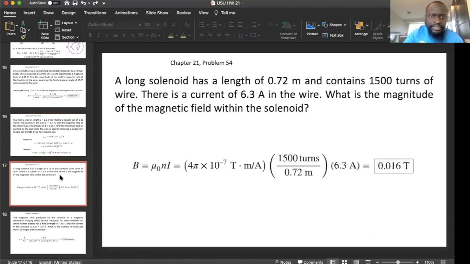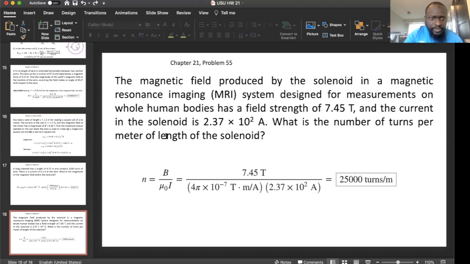Okay, chapter 21, problem 54. A long solenoid has a length of this and contains 1500 turns of wire, and we have the current. We just find the magnitude of the magnetic field. For a solenoid it is mu naught times number of turns per unit length, that's the small n, times current. So number of turns per unit length multiplied by mu naught times current, and you get that.